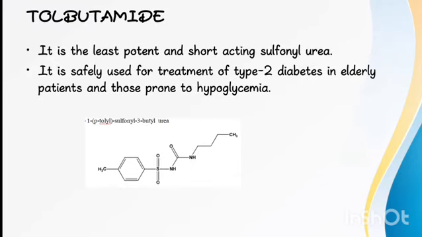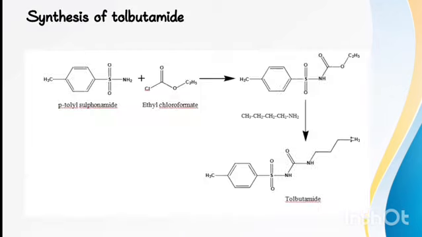Tolbutamide. Tolbutamide is the least potent and short-acting sulfonylurea. It is safer in elderly patients and in patients who are prone to hypoglycemia. This slide shows the chemical synthesis of tolbutamide. In this, paratoluene sulfonamide reacting with ethyl chloroformate, it will give tolbutamide.